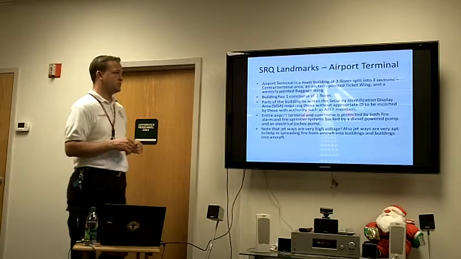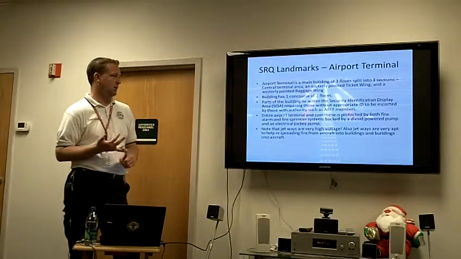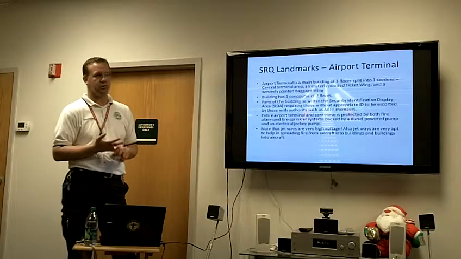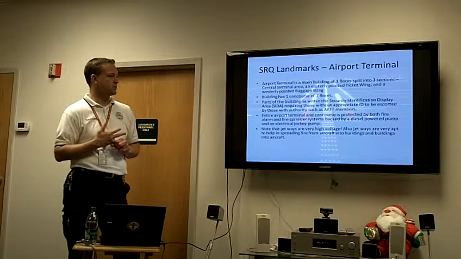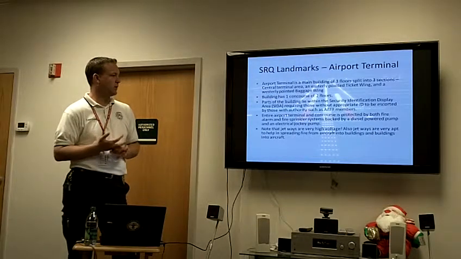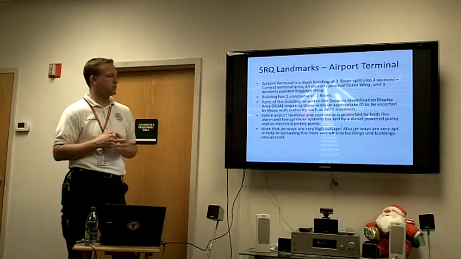Briefly, the airport terminal is the main building. It's got 3 floors in it. The concourse has 2 floors. There's a ticket wing, the main terminal, and the baggage wing. Part of the buildings lie within the security identification display area. Again, it's a special area around the terminal that you have to be escorted into.